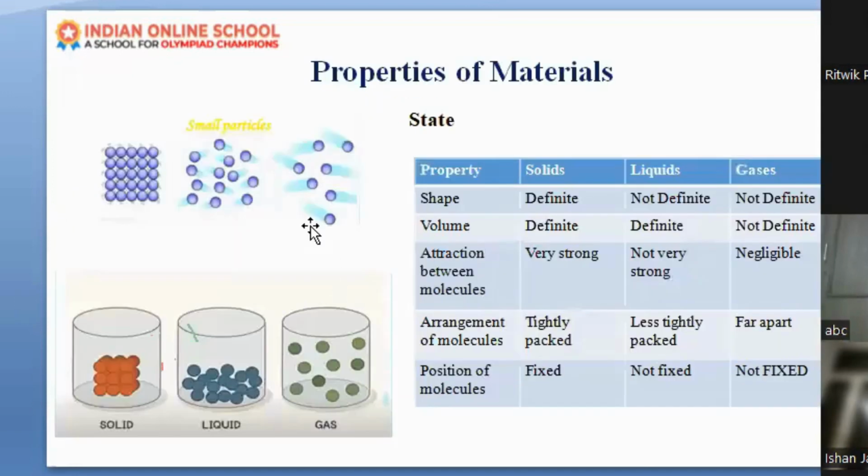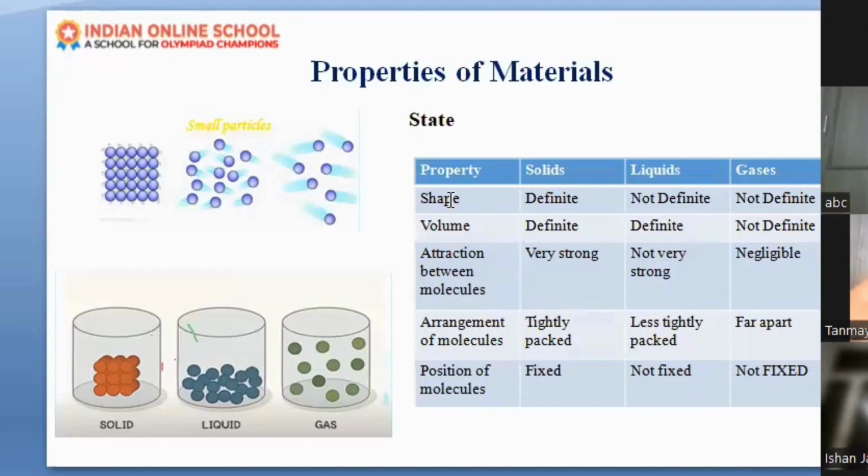Here comes the properties of material in detail. We understood the three states of matter: solid, liquid, and gas. Now let's talk about this property. Students, understand this property thoroughly. It will go with you till higher standards. Once you understand it practically, there is no need for rectification. So here, students, let's talk about the properties in detail one by one. First, let's talk about shape.